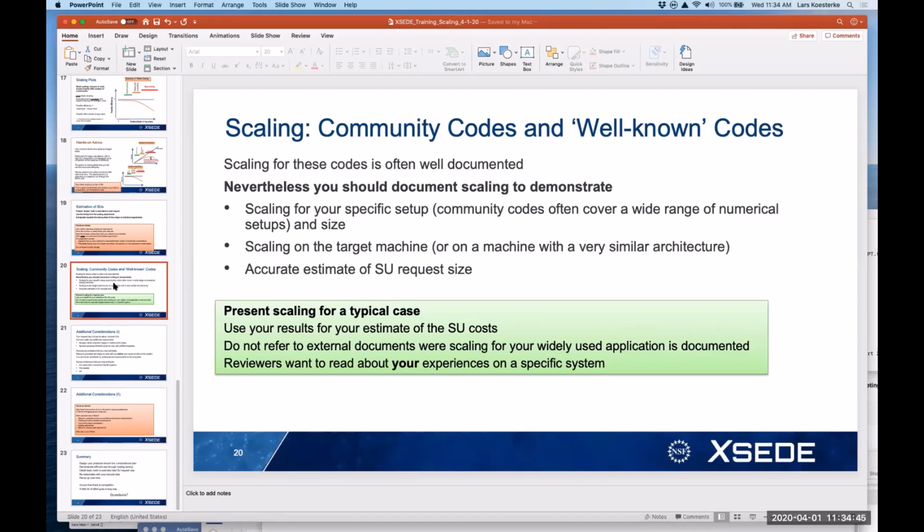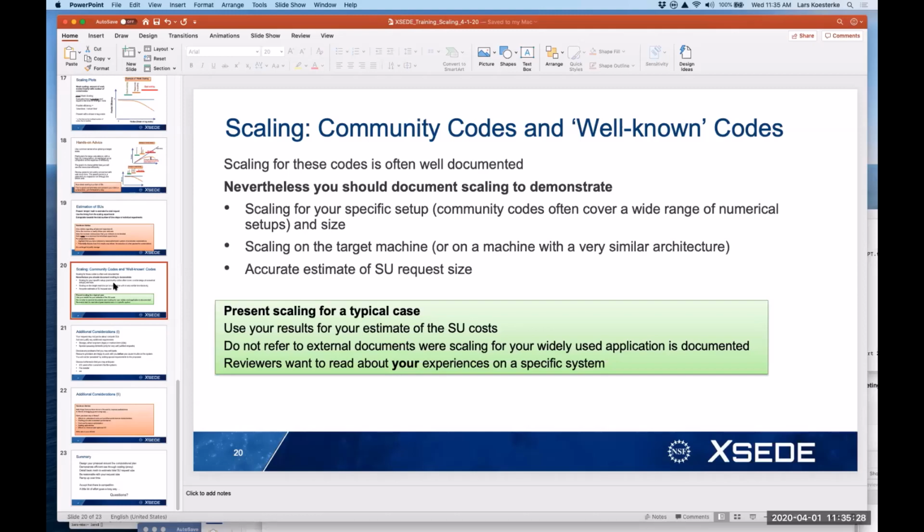But the most important part is the last bullet here, that you will use your scaling experiments to accurately estimate the request size for your proposal on the machine that you are targeting. So you could argue that if the scaling is well documented, then you just use the scaling that is well documented. But to accurately estimate your request size, you need to run your experiment, and reviewers will look for that. So you are not getting a pass just because you're using a community code.